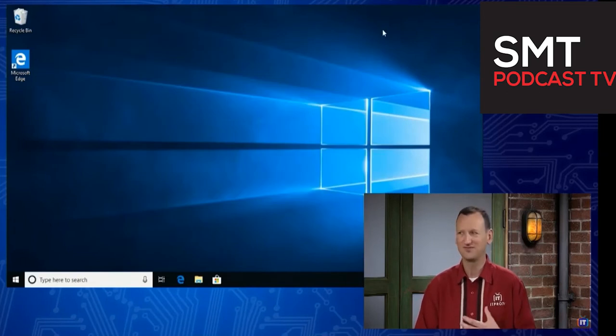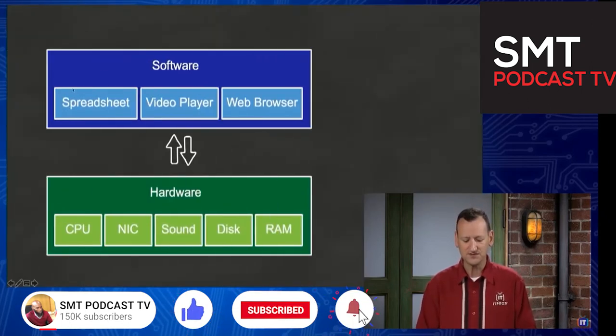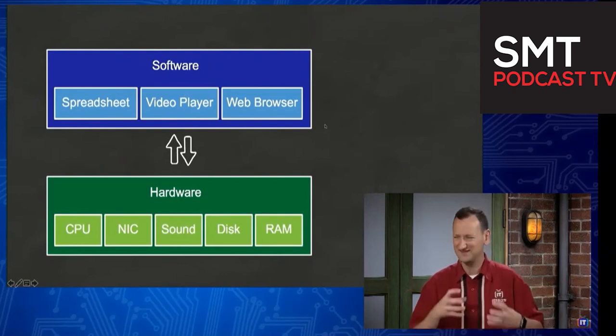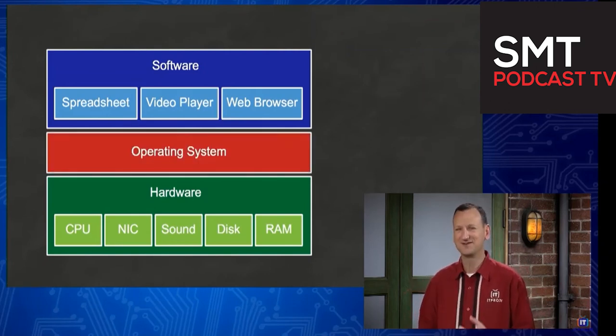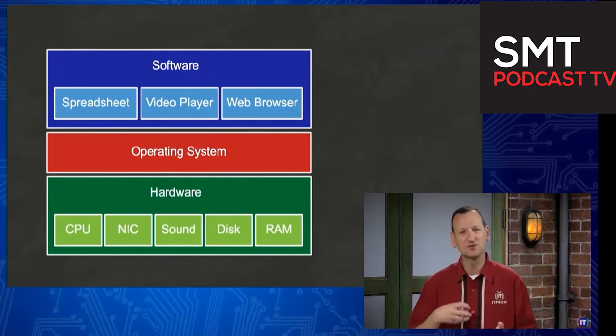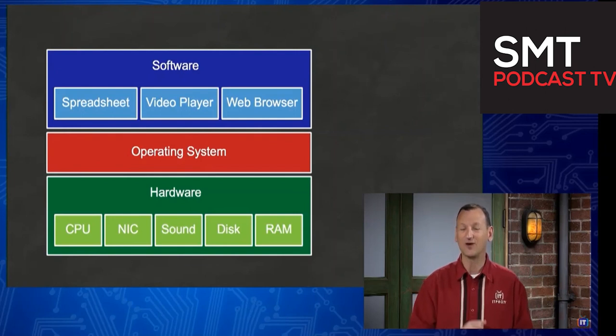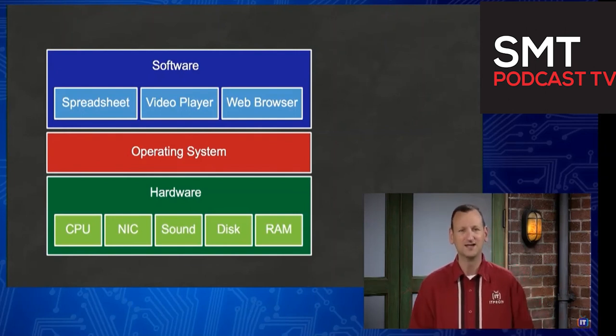But users don't normally think that way. They think, I just want to launch a web browser. I don't care about the hardware behind the scenes, right? So users think in terms of their software. Spreadsheet, video player, web browser, that's what they think of, right? They don't think of all the hardware behind the scenes. Meanwhile, in between is our friend, the operating system. The software is running on top of the OS, and the OS is talking to the hardware for us so that we don't have to think about it. It's handling all of that. It knew where to find the web browser.